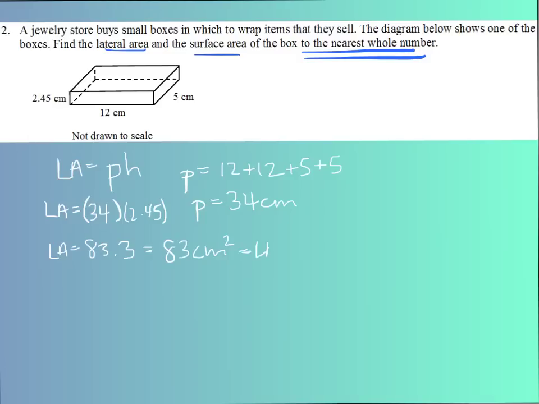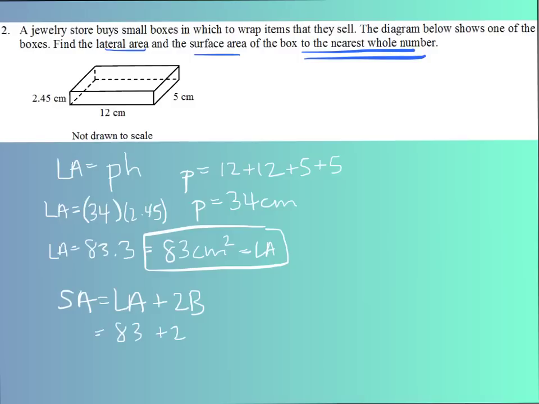That's my lateral area. Now to find my surface area, I need to add my two bases to that. So surface area equals lateral area plus 2B. Our lateral area we said is 83. The area of my base, since it's just a rectangle, is 12 times 5, which we know is going to be 60. So we're going to plug that in right here. I need two of those bases, but then I need to add that to my 83.